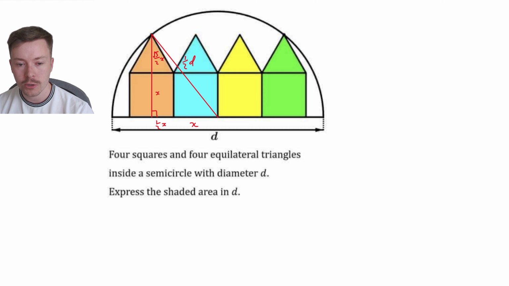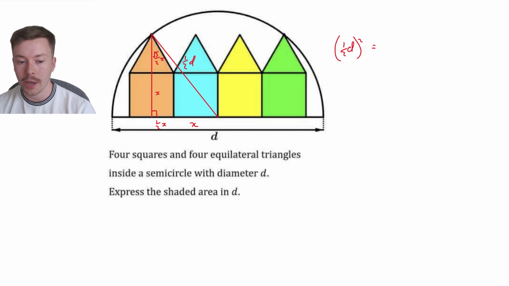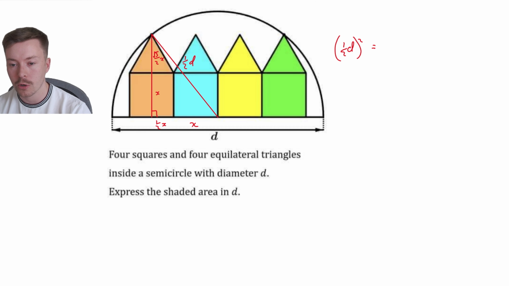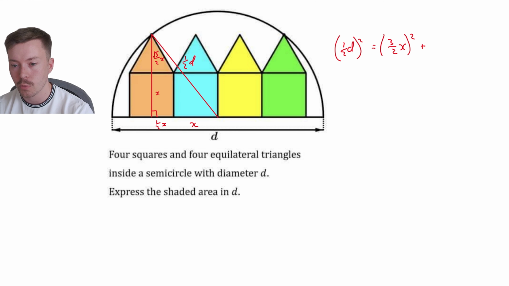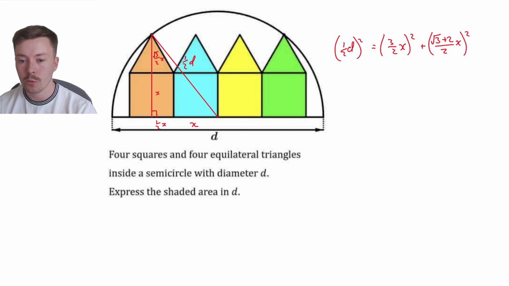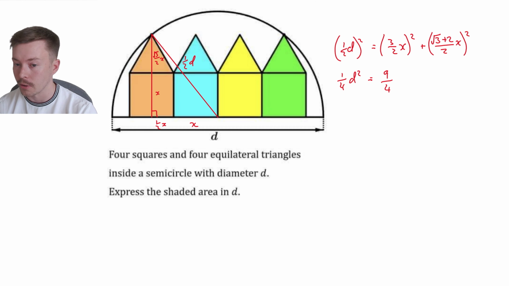So using Pythagoras, we get a half d squared is equal to, now the base of that right angle triangle is going to be 3 over 2 x all squared. And we've then got, which is slightly more complicated, the height. So that's going to be 1x plus root 3 over 2x, which gives us root 3 plus 2 over 2 x all squared. That will give us a quarter d squared, and 3 over 2 x squared gives us 9 over 4, square the 3, square the 2, and square the x squared.